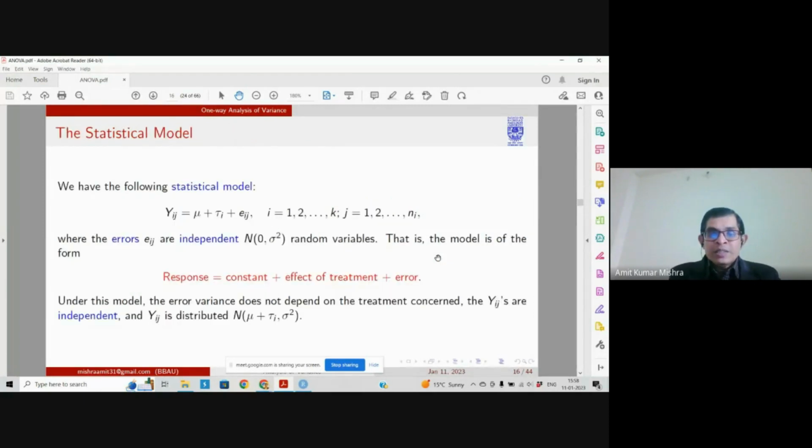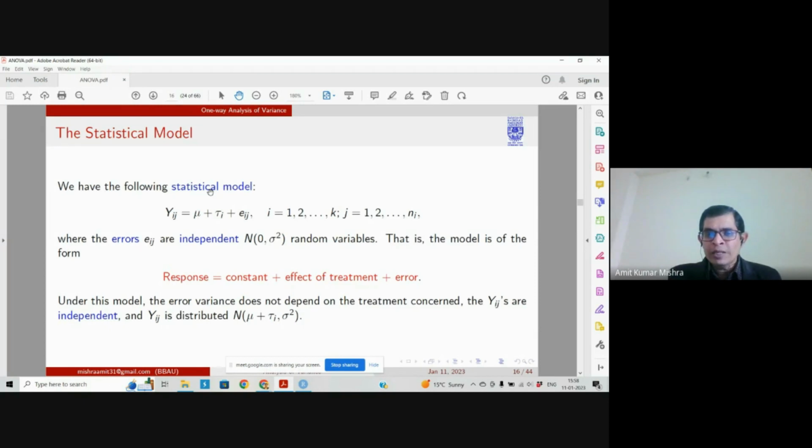So I have explained these things. Now with the help of this, we can make a statistical model. So Yij is your response, that means in our example, pulse rate. So there will be a common pulse rate, mu. That means there is a standard pulse rate.